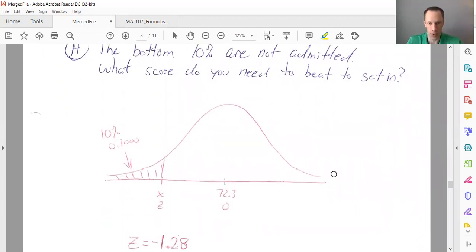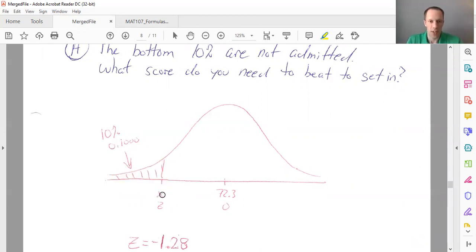We have a normal distribution. So let's draw the bell-shaped curve. The mean is 72.3, so let's put that in the middle. Now, there's going to be some score on the test that separates the bottom 10% from the other 90%. So I've shaded that area to the left of what I've called X because that would represent the lowest scores. And I've labeled that shaded area 10% because whoever scores in that region, those 10% are not going to get into the college.